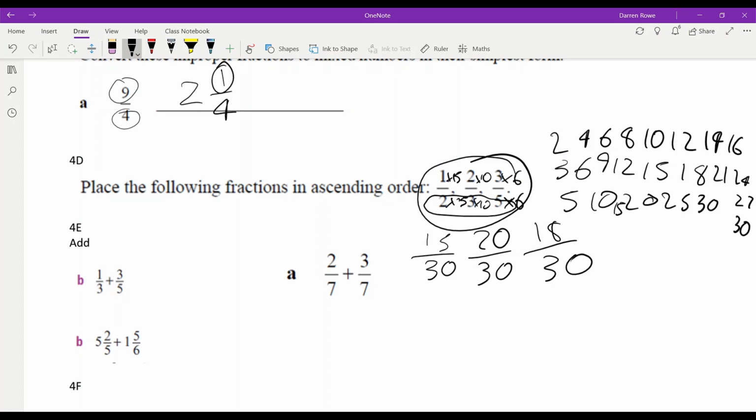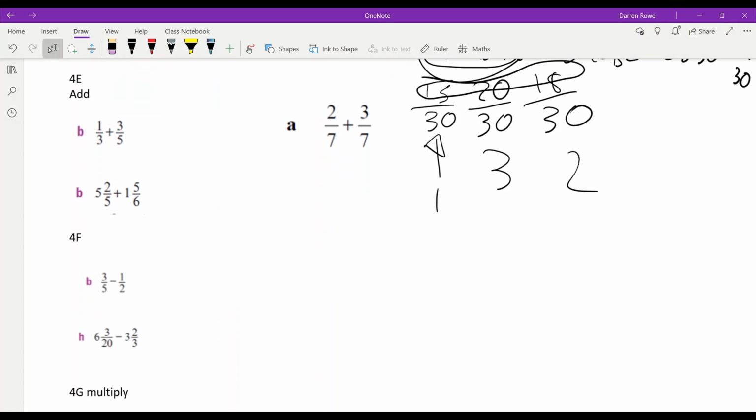And now you can order them in ascending order. Ascending means going up. So this would be first, this would be second, and this would be third. And that's the way it is. Based on their top number, because they've already got the same denominators, so just what is the biggest numerator is the correct answer.